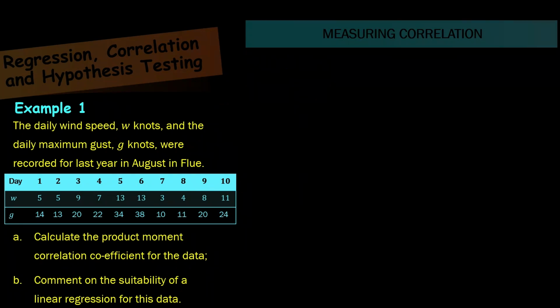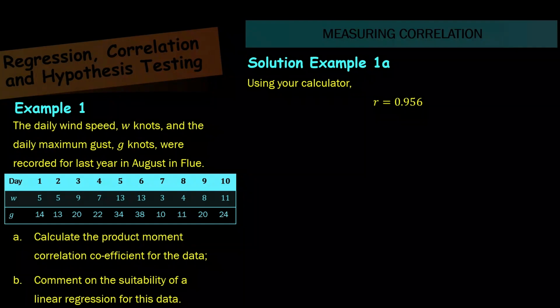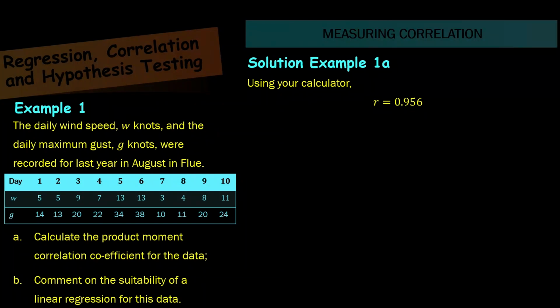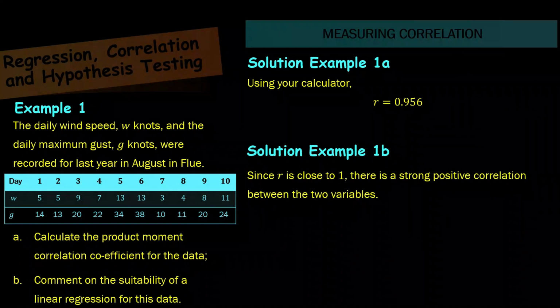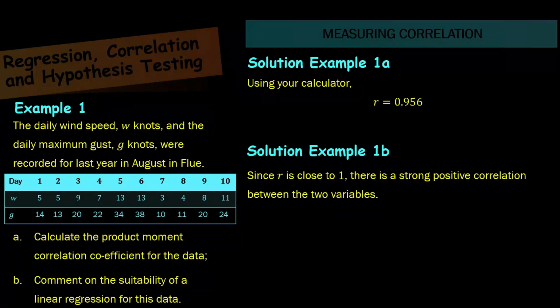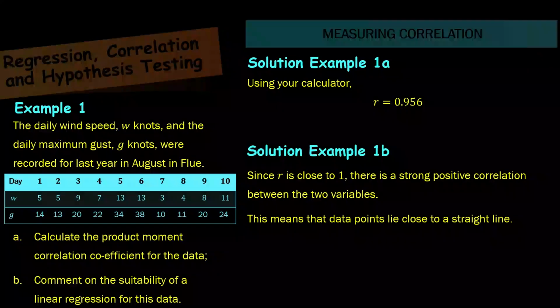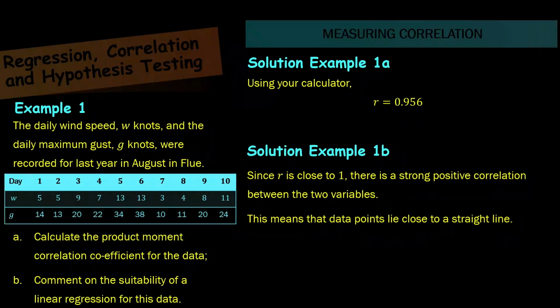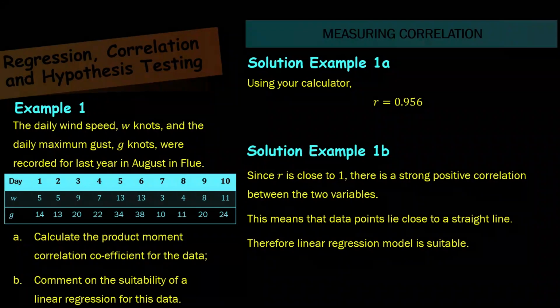Let's solve part A first. Using your calculator, you should get R equal to approximately 0.956. Now let's take a look at part B. Since R is close to 1, there is a strong positive correlation between the two variables. And this means that the data points lie close to a straight line. And therefore, a linear regression model is suitable here.